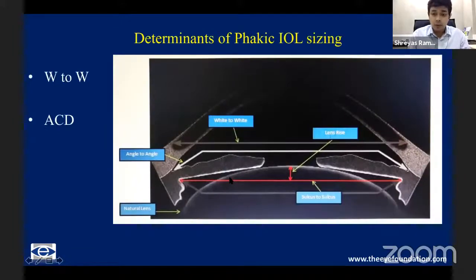While there are a lot of important parameters, some which have already been alluded to, things like sulcus to sulcus, which is possibly very important, which is where actually we are implanting the lens, angle to angle measurements, the angle opening distances, and the lens rise as well. But while these parameters are important and it's nice to know all these factors, unfortunately, even today, white to white and AC depth are perhaps the only two parameters which are taken into the nomogram calculations of most phakic IOL manufacturers even today.